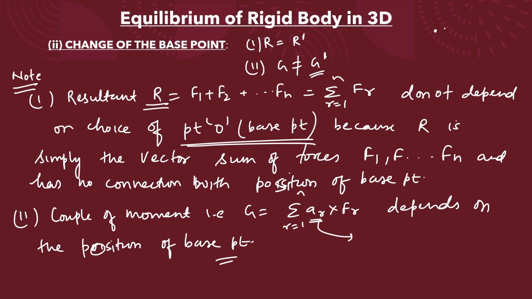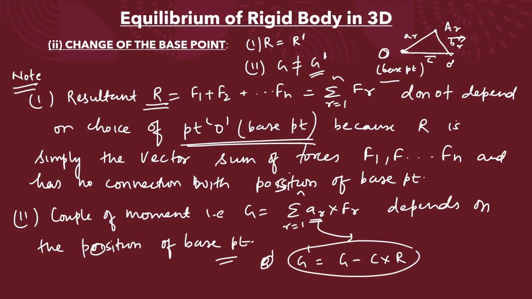Suppose this is an arbitrarily chosen point Ar, and this is the base point, and the position vector is Ar. Suppose we have changed the base point to O dash, and suppose this is the new position vector, that is Br vector, and let us consider this as a constant vector C. Since we have changed the base point from O to O dash, the new couple of moment, that is G dash, is equal to G minus C cross R. This we have to prove. So let us show this.